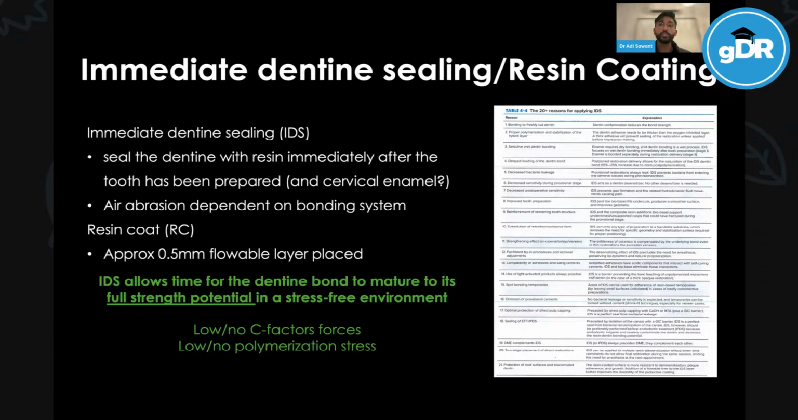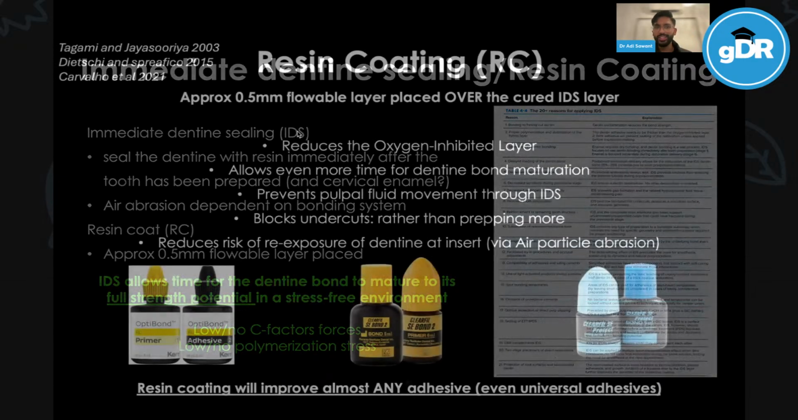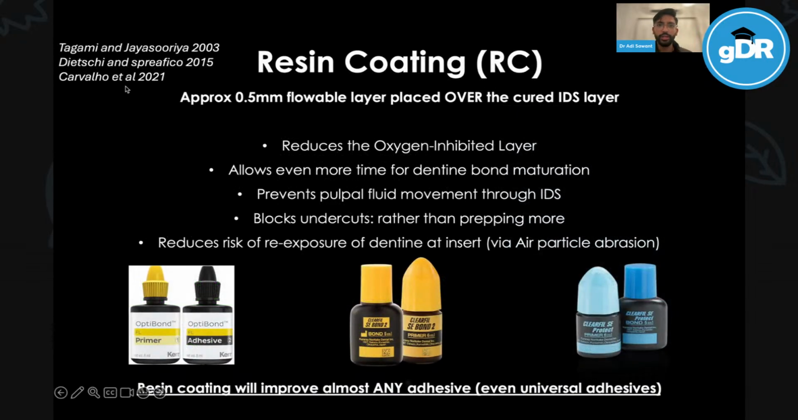But I would always err on the side of making sure all of my dentine is covered because we want to maximize that dentine bond. So if I go over the enamel a little bit, it's not the end of the world. And this is that resin coating. There's a couple of studies up the top here that you can read later, but it's that 0.5 millimeters of flowable. Why is that important?